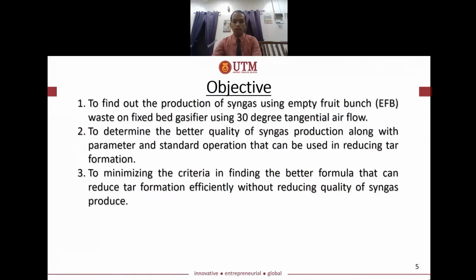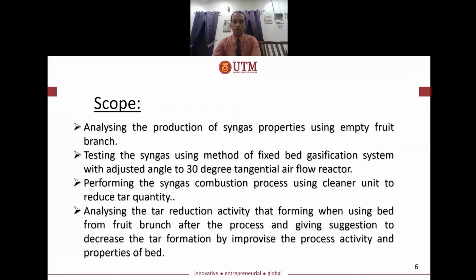Next is objective. First, to find the production of syngas using empty fruit bunch waste on a fixed bed gasifier using 30-degree tangential airflow. Second, to determine the better quality of syngas production along with standard operating parameters that can be used in reducing tar formation. Number 3, to minimize the criteria in finding the better formula that can reduce tar formation efficiently without reducing the quality of syngas produced.